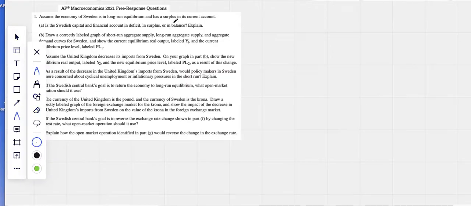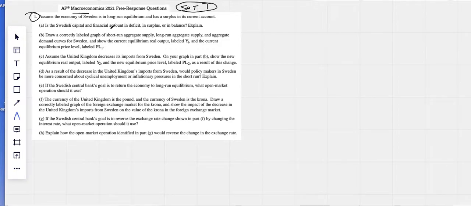2021 macro. This is set one and number one. And this is quite the problem. Assume the economy of Sweden is in long run equilibrium and has a surplus in its current account. Is the Swedish capital and financial account in deficit, surplus, or in balance?